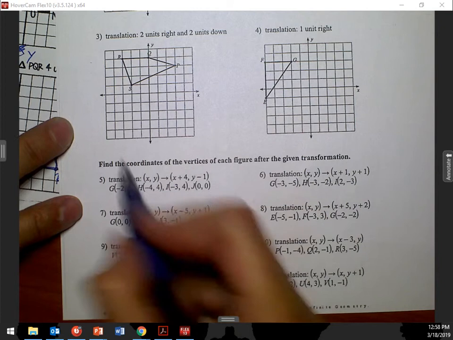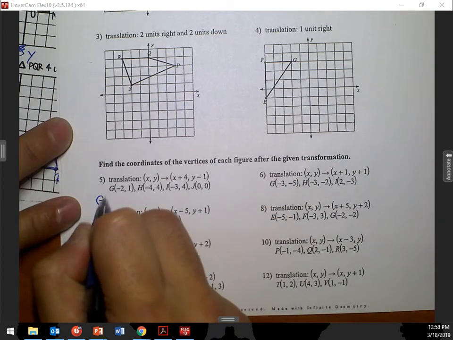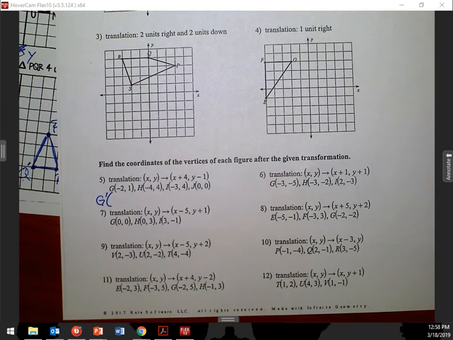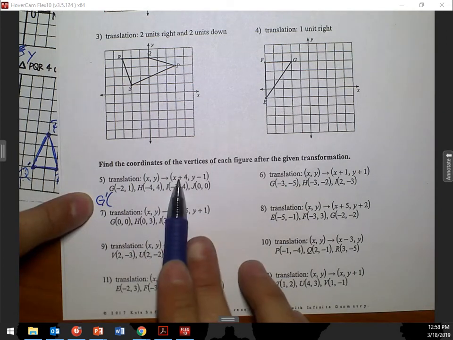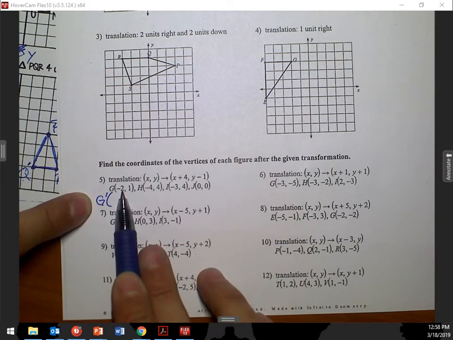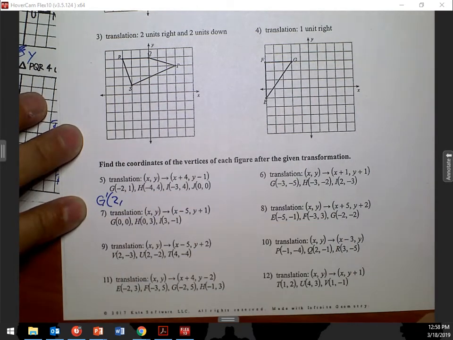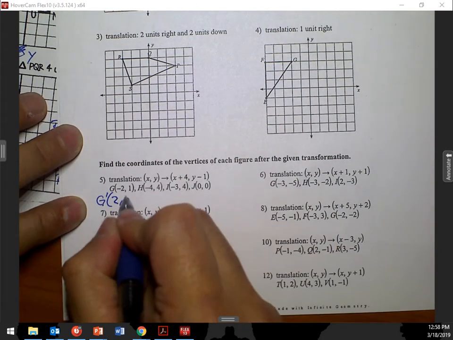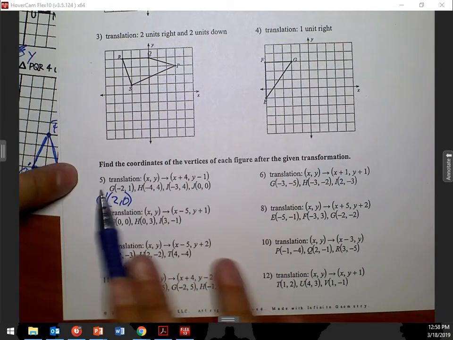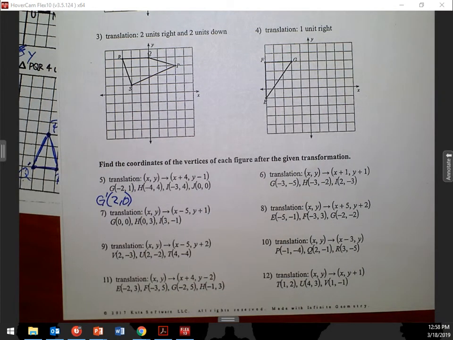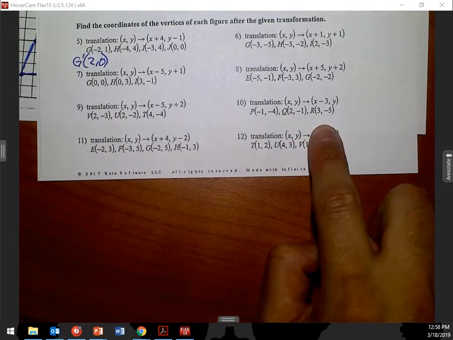So you're going to say on this one it would be G prime. So I know you guys are paying attention right now. So G prime, I'm going to go x plus 4, so it's negative 2 plus 4, 2, and 1 minus 1, 0. There you go. So you have to do that for each one of those. Make sense? Okay, so now let me show you the slight issue on this one.